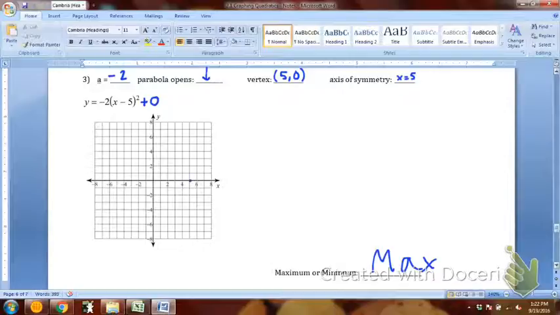So 5, 0 is here. Make sure we label. We have our axis of symmetry. These are much easier than standard form, huh?